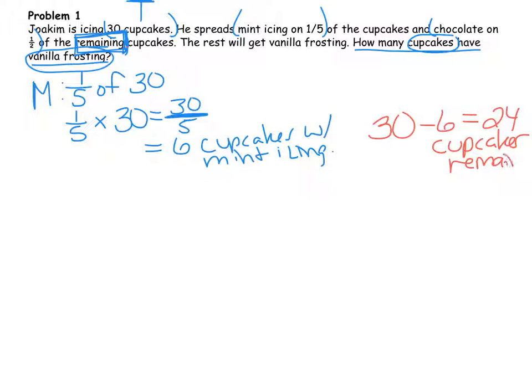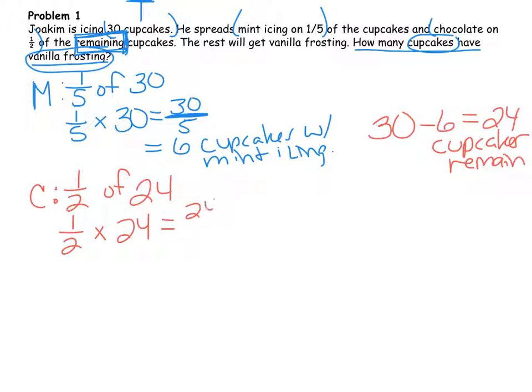Alright, so now let's figure out how many chocolate frosted cupcakes there are. So I have half of the remaining, and so that would be 24. So that means I'm multiplying half times 24, which I know is 24 halves. Well, 24 divided by 2 is 12 cupcakes with chocolate, and I'm abbreviating chocolate, icing.